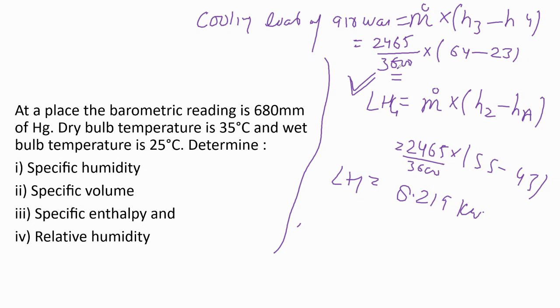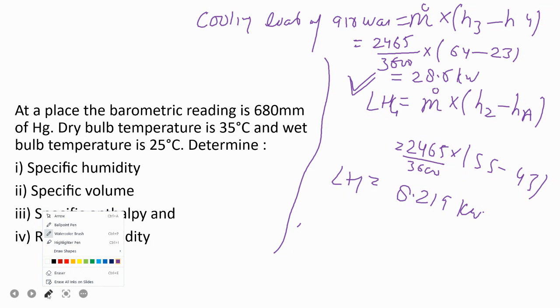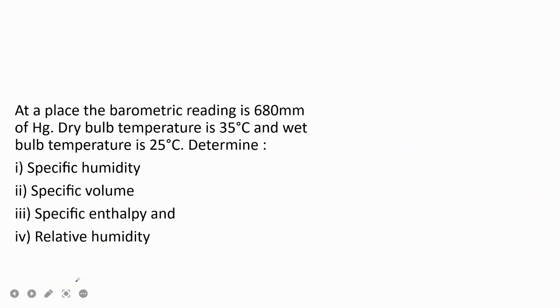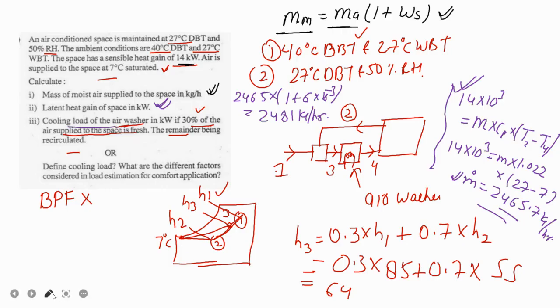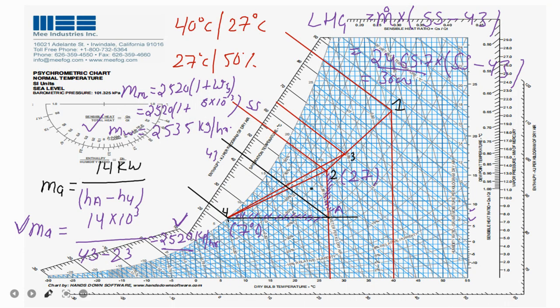ठीक है, 2465 by 3600 into 64 minus 23. So cooling load comes out to be 28.5. Okay, it comes out to be 28.5 kilowatt. Okay, so I hope you got the answer. Okay, so let me clear all this. Let me clear all this also and this also.